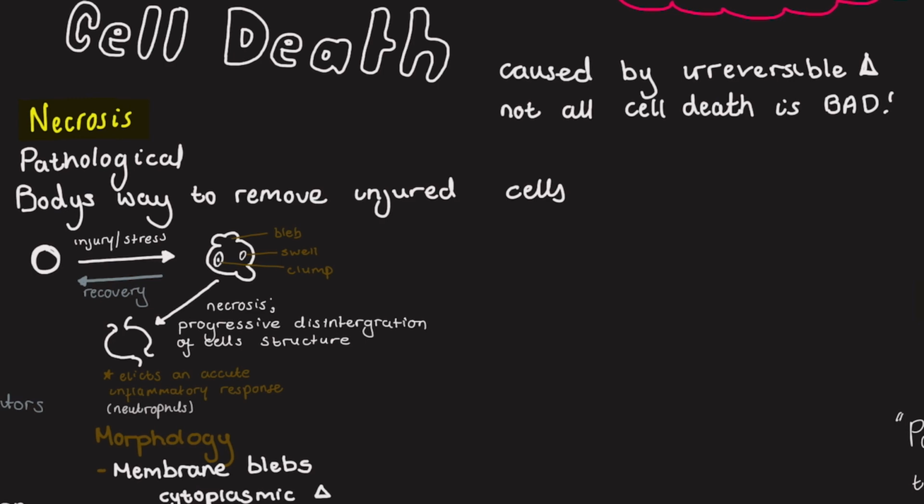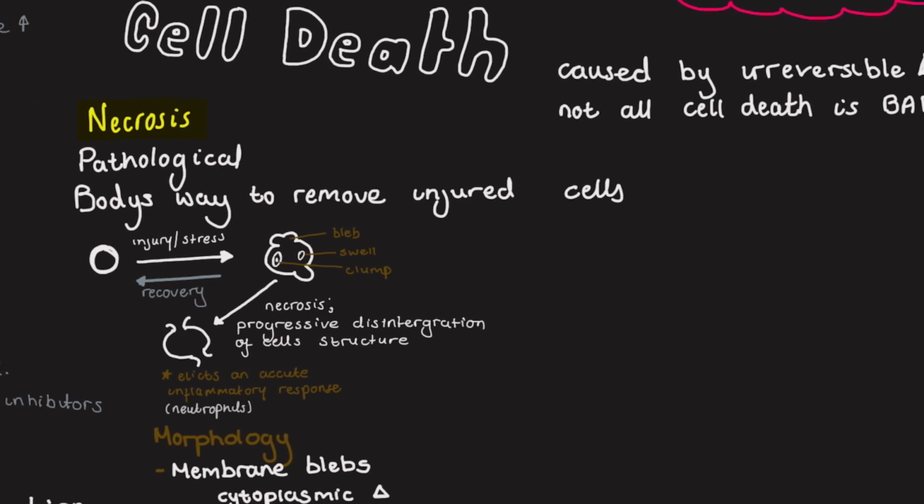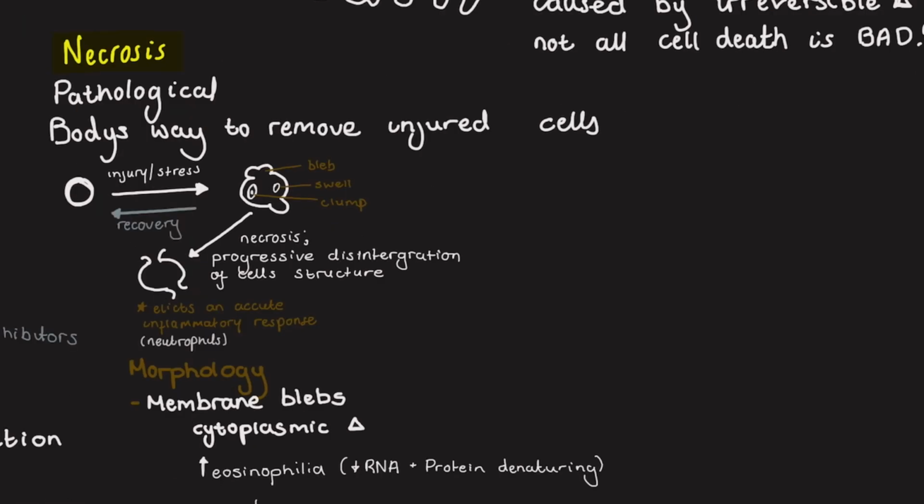So, to start off with, we'll talk about necrosis. This is a form of cell death in which the membrane falls apart and cellular enzymes are leaked out, ultimately digesting the cell. And it elicits an acute inflammatory response and attracts neutrophils. So there's some key morphology to necrosis.